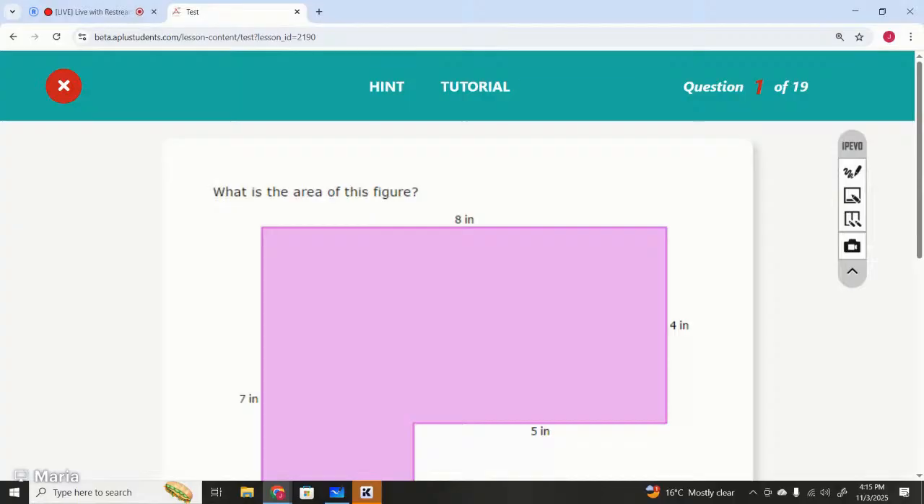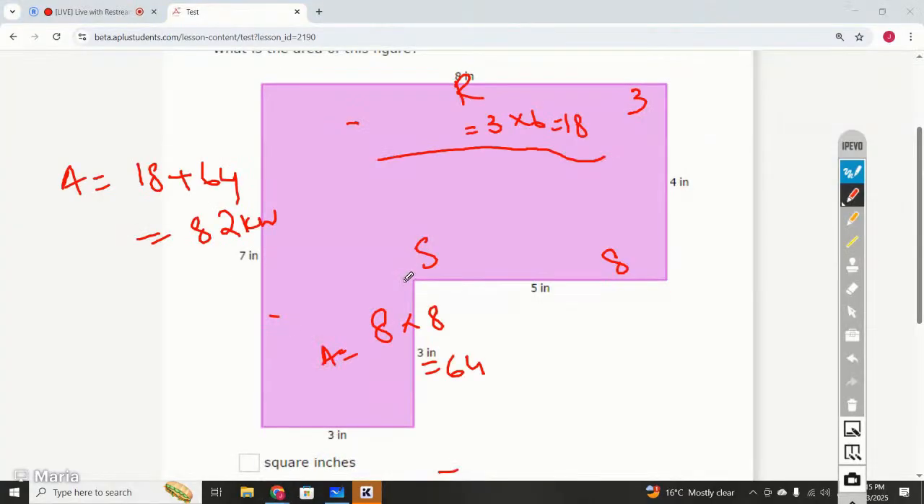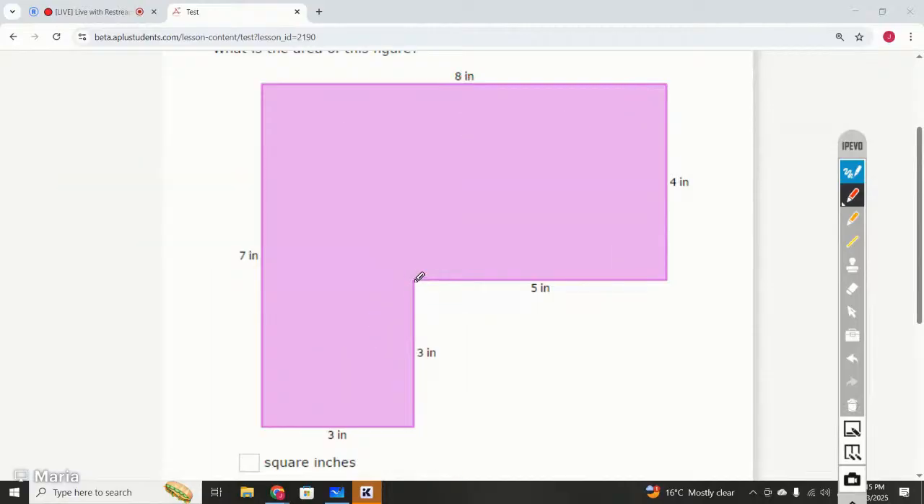What is the area of this figure? So divide the figure into two smaller figures. So this side length is also 8. This side length is 4 and this is 4.